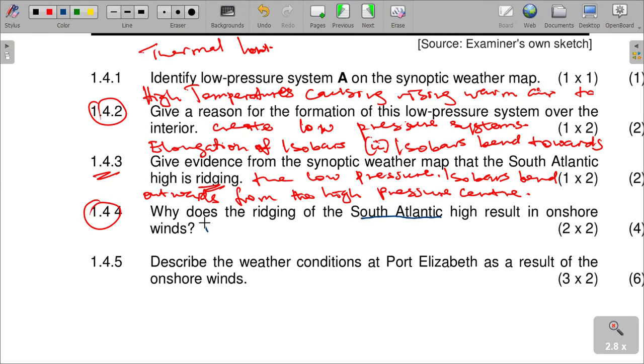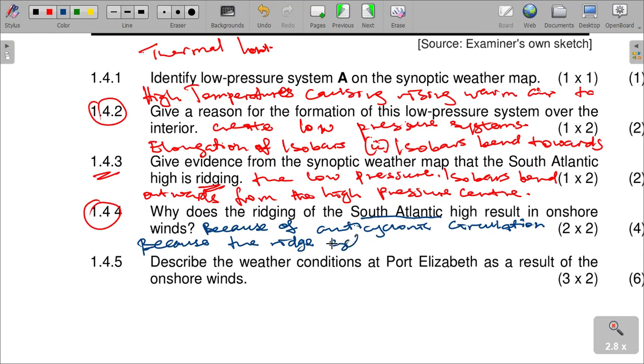It can be because of anticyclonic circulation that is also taking place there. It is because of the anticyclonic circulation. It can also be because the ridge extends towards the land.